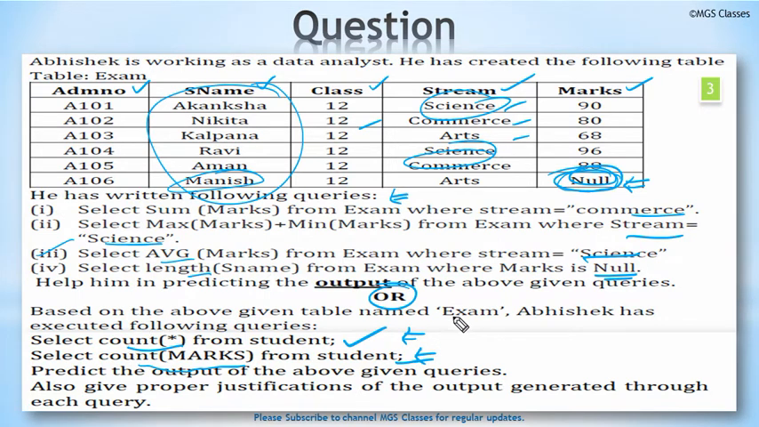You know the count star function gives the number of rows, and the count marks function will give the number of non-null values in the column marks. So this will be given as the output, and if there is a difference in the output, then you need to justify why the difference is there. That is the question that is asked. 1 mark for correct output for this line, 1 mark for correct output for this line, and 1 mark for the reason and justification of the output.